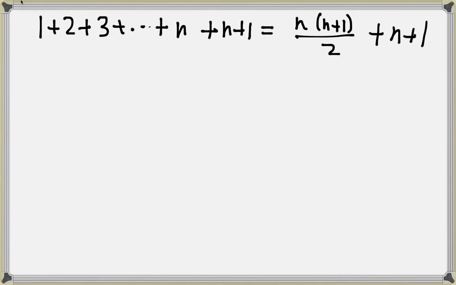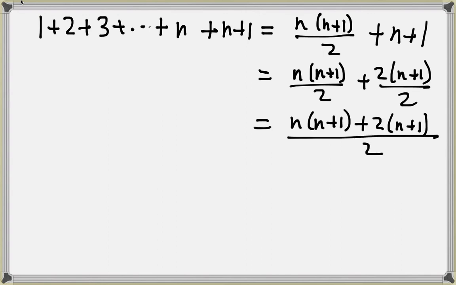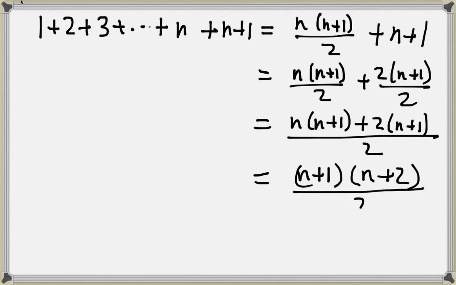But if I combine the terms on the right-hand side, by getting a common denominator, this equals n times n plus 1 over 2 plus 2 times n plus 1 over 2. And I can add these fractions together, and I get n times n plus 1 plus 2 times n plus 1, all over 2. When I look at the numerator, I see that there's two big terms, each with a factor of n plus 1. So let me factor out an n plus 1 from both of these terms. From the first group, I'm left with a factor of n, and from the second group, I'm left with a factor of 2. I still have this all over the denominator 2.